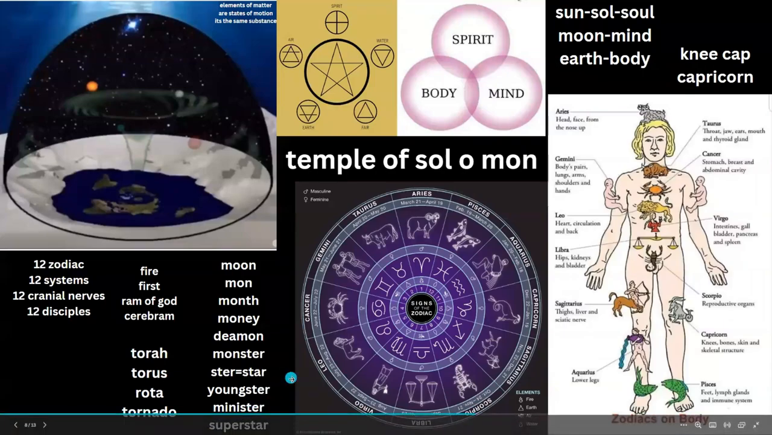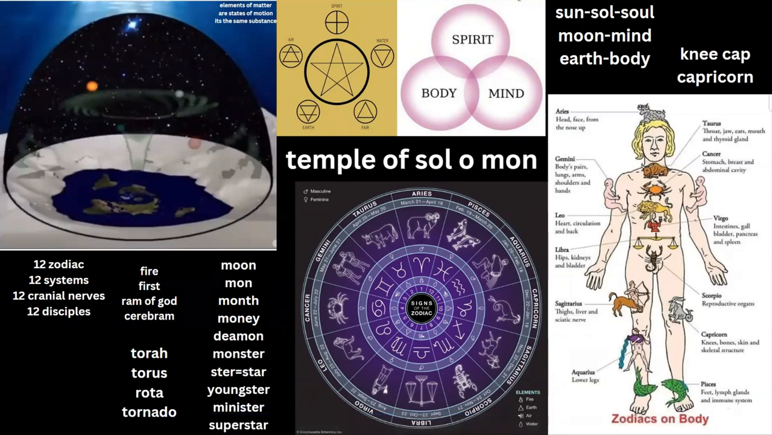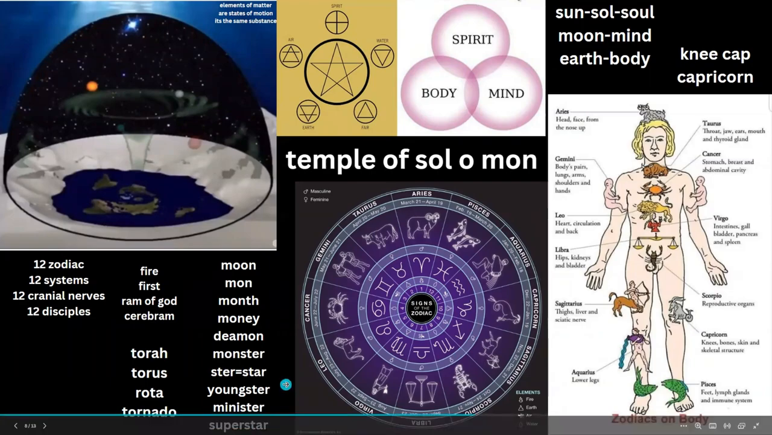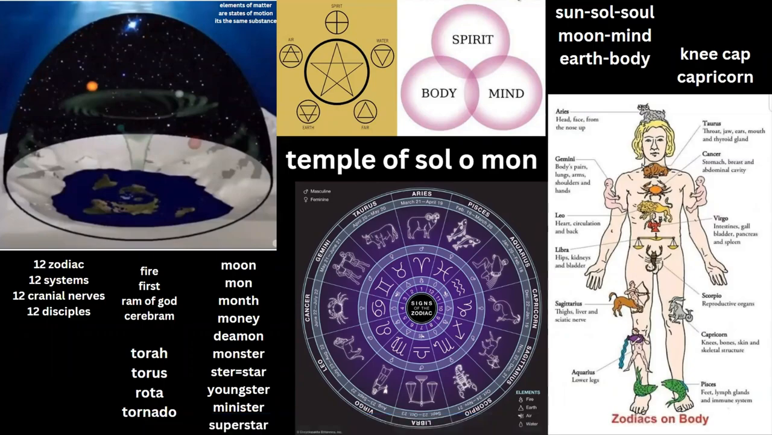Youngster, minister, superstar, Hollywood star. We're all stars. We come from the stars, which is heaven. Our soul comes from the stars. You see? We are the universe. The image of man is made in the universe. We are a microcosm of the universe. The universe is a macro. We are micro. We consist of everything.